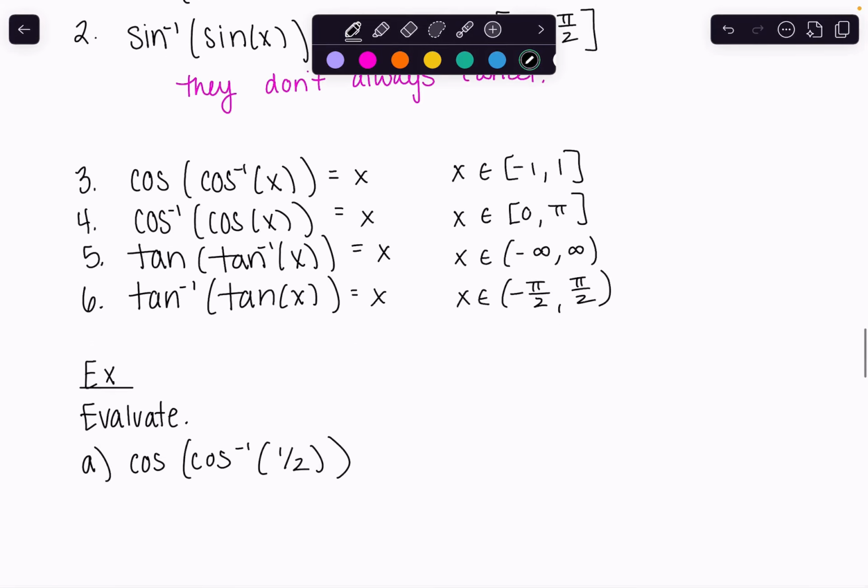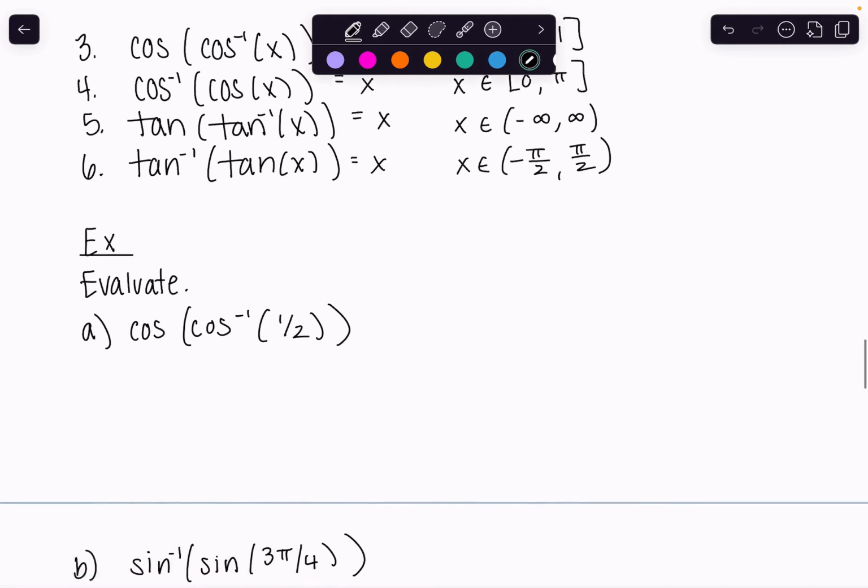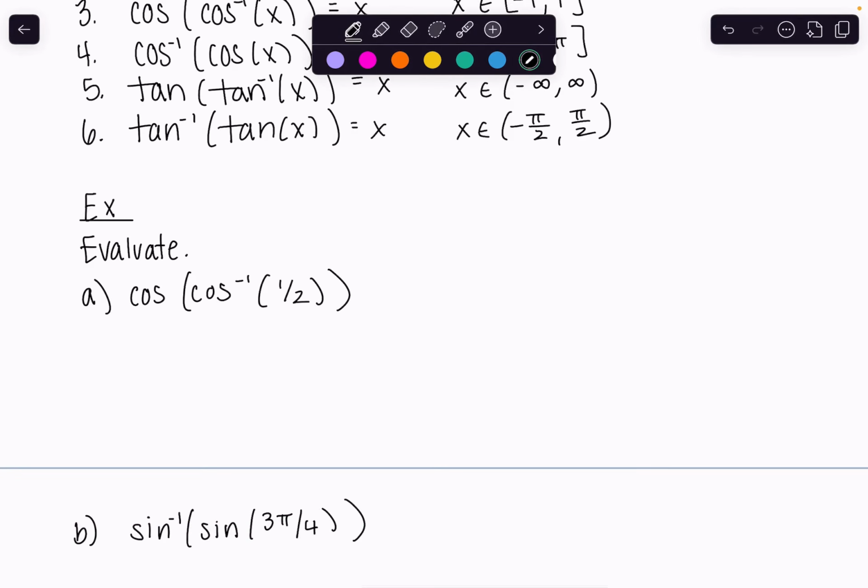So we're going to just evaluate a bunch of different things. We're going to start by evaluating cosine of cosine inverse of 1/2. Okay. So what I want to do is I want to start here on the inside. I want to figure out what does this equal. So cosine inverse of 1/2 is going to be some angle theta, where theta is in that interval from 0 to pi. So this is the same thing as asking where does cosine of theta equal 1/2 when theta is in the interval from 0 to pi.